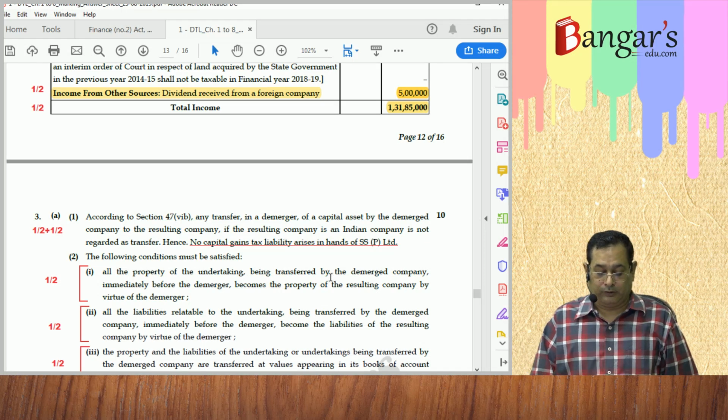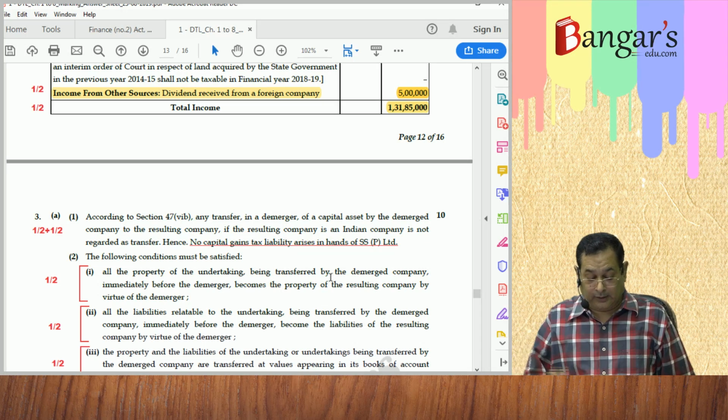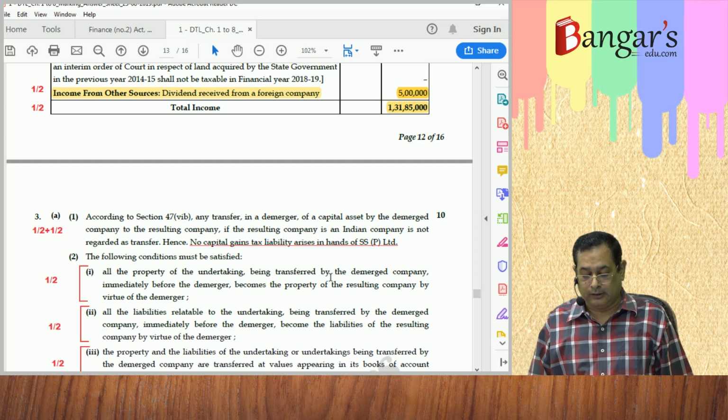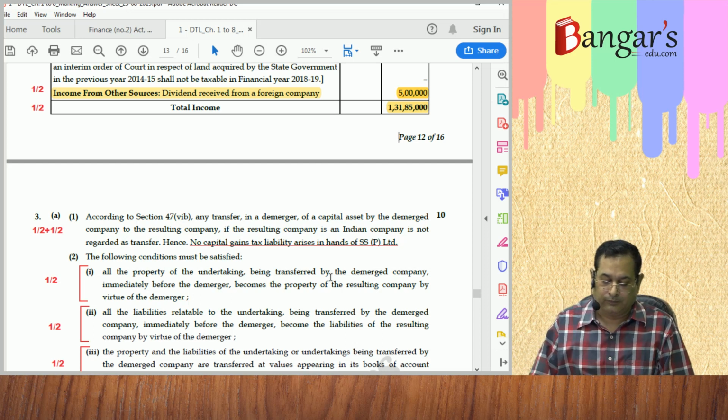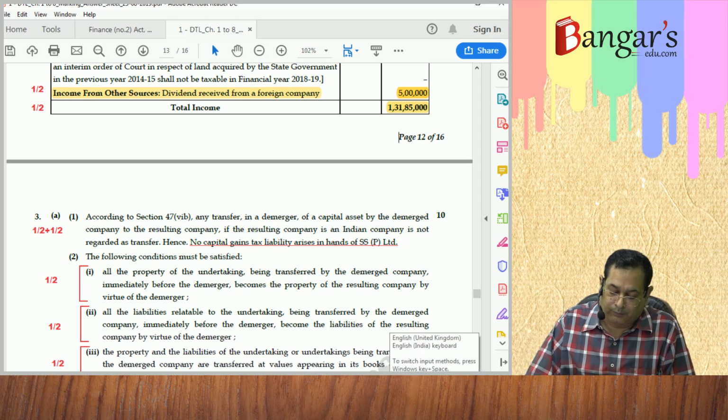Then the next question is question number 3. SS Private Limited, a domestic Indian company, has two undertakings engaged in manufacture of cement and steel, and there was a demerger. Net book value of assets of SS Limited before demerger is 40 crores. Net book value of assets transferred to RV Private Limited is 10 crores. Demerger was made in January 19, where for each equity share the shareholder was issued 2 shares of the resulting company.